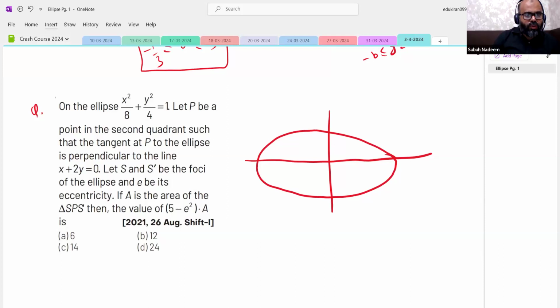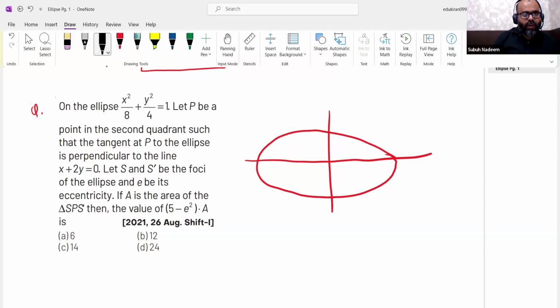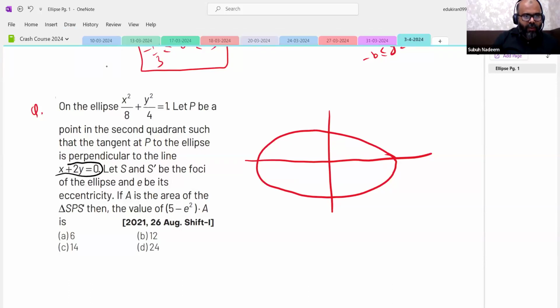The line x plus 2y equal to 0 is given. What type of line is x plus 2y equal to 0? It is passing through the origin, right? Because there is no constant here. And its slope is minus half. So this would be a line which is like this. Slope is minus half and it is passing through the origin.